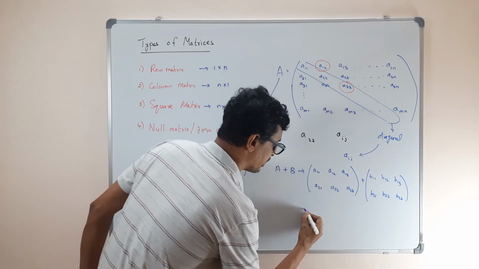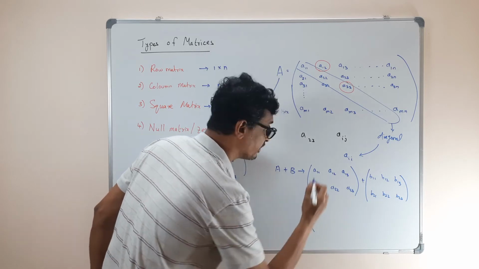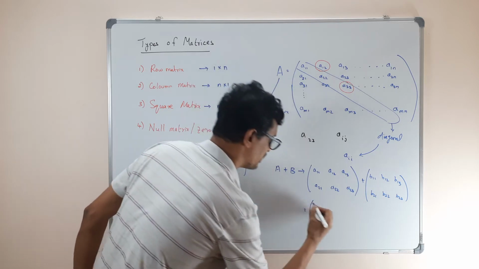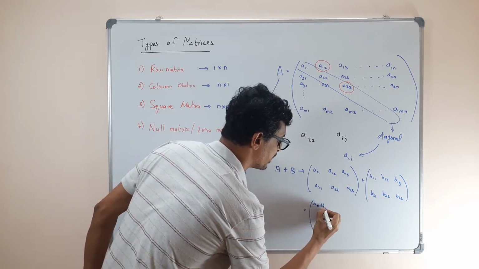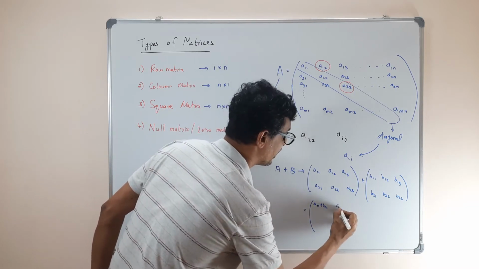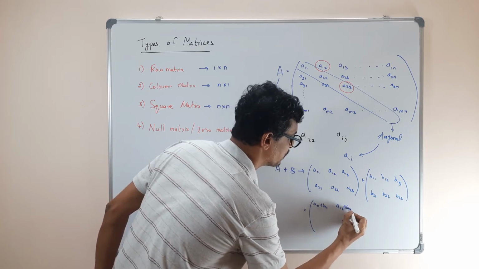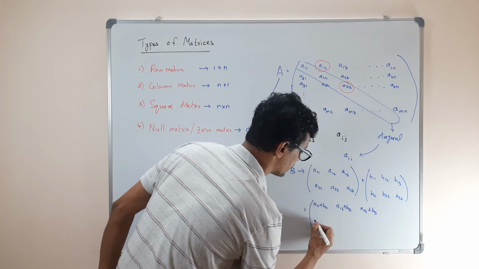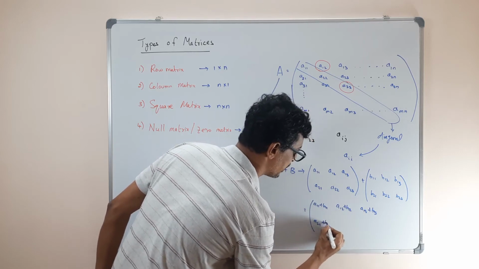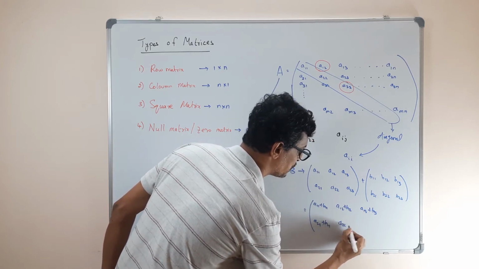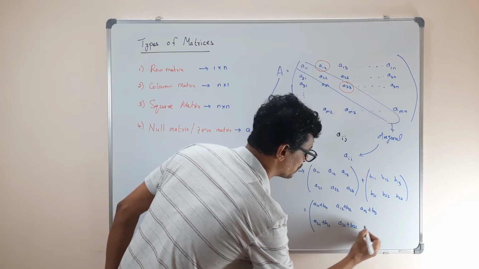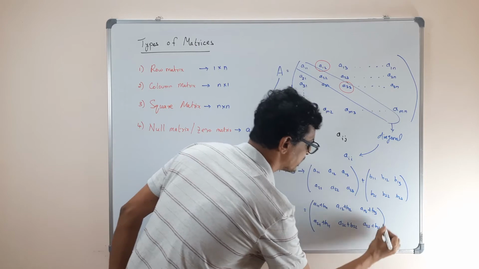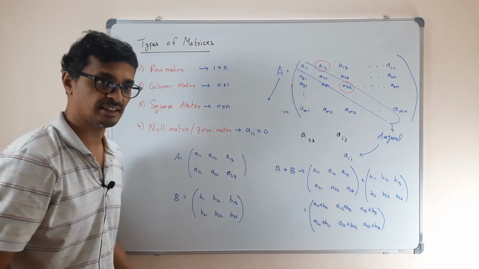So when I add them both, what it becomes is add element by element, individual element. That means A11 plus B11, A12 plus B12, A13 plus B13. Similarly, A21 plus B21, A22 plus B22, A23 plus B23. So this is the way a matrix addition is done.